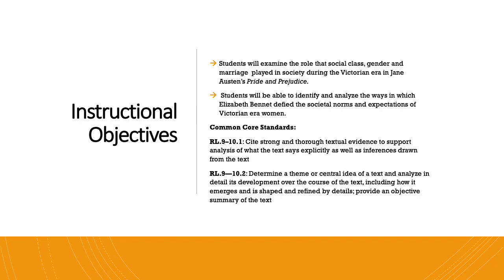The Common Core standards that are addressed by these objectives are RL 9-10.1 and RL 9-10.2. Cite strong and thorough textual evidence to support analysis of what the text says explicitly, as well as inferences drawn from the text. Determine a theme or central idea of a text and analyze in detail its development over the course of the text, including how it emerges and is shaped and refined by details. Provide an objective summary of the text.